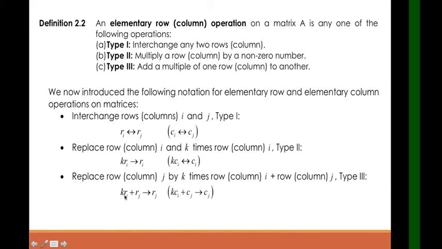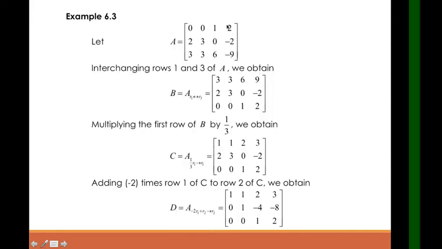Kumbaga, kung K is 3, and then R sub I is 4, 3 times 4 is 12, and then R sub J is 2. So 3 times 4, 12 plus 2 is 14. So yung bagong R sub J is equal to 14. Ulitin ko, later on makikita nyo kung paano ba yan. And then, for the column, we have K C sub I plus C sub J, resulting to C sub J. Okay, so to understand it better, I think I have an example here.